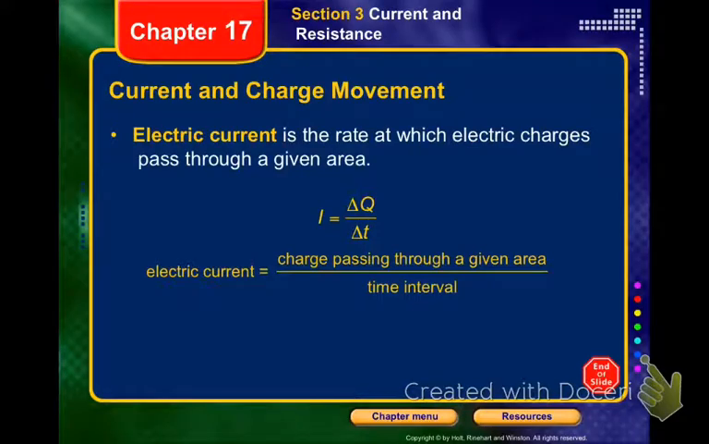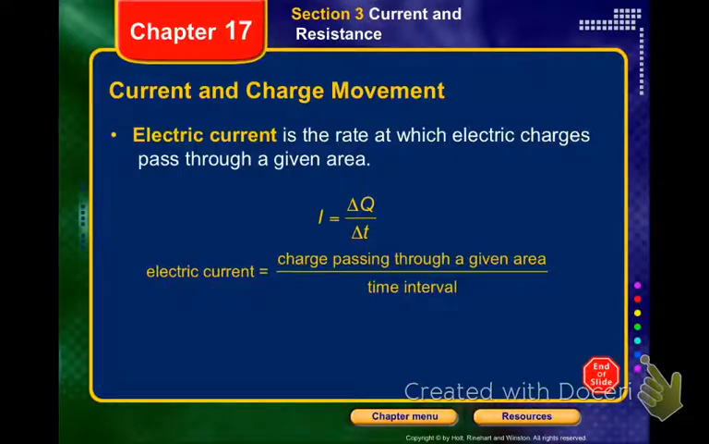This is Chapter 17, Section 3. We're going to combine Section 3 and Section 4 together in one PowerPoint, talking about current and charge movement. Have we talked at all about electric potential energy?